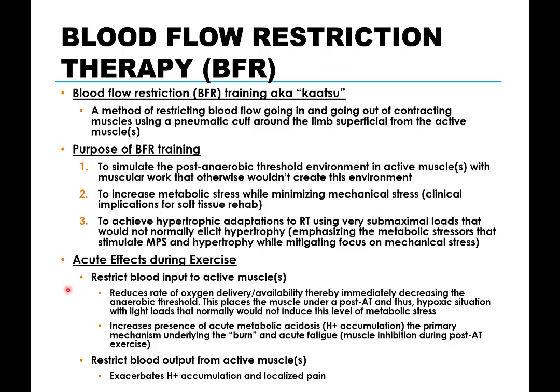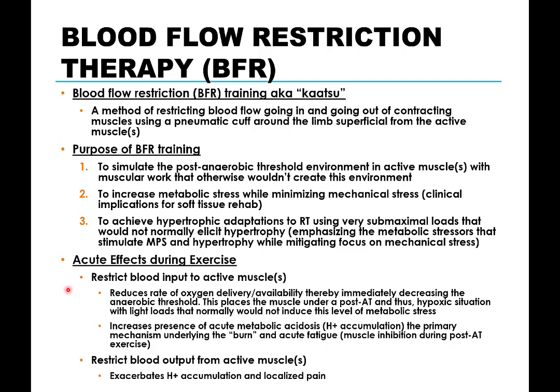So how does BFR training work? How does it create this post-anaerobic threshold hypoxic and acidic environment in muscle cells? First, the cuff at a specified pressure, which we will discuss later on, restricts oxygenated blood flow to the muscle. So this would be arterial blood. It does not occlude arteries, but just restricts them, and thus the flow of oxygenated blood to the active muscles.